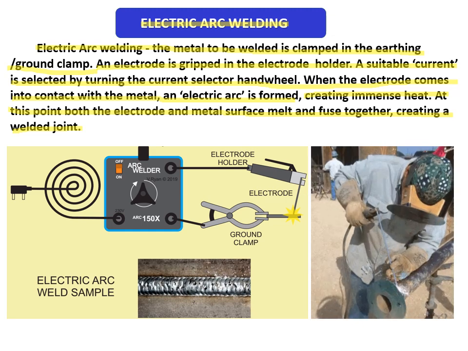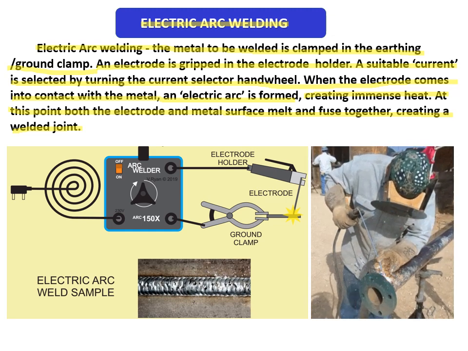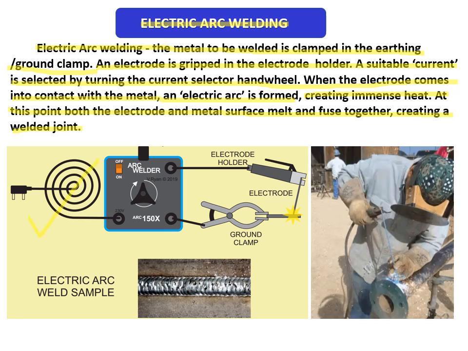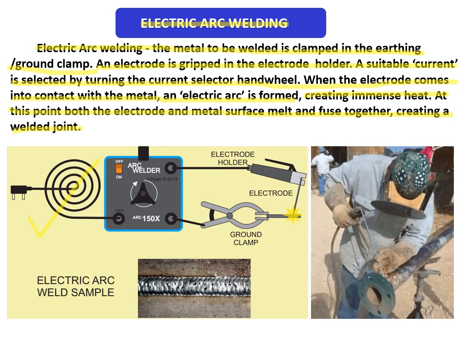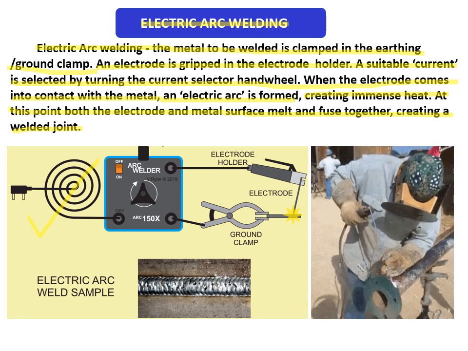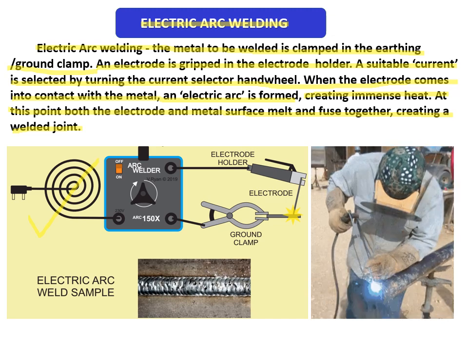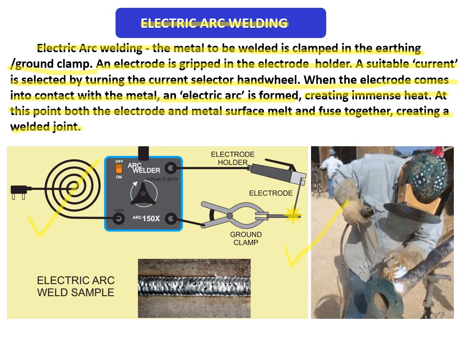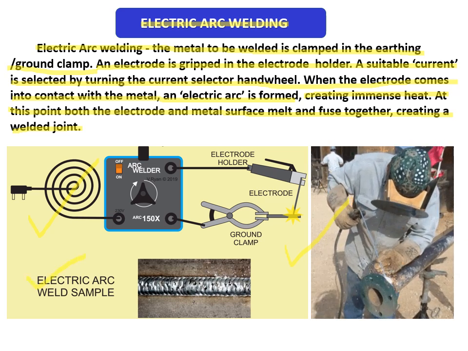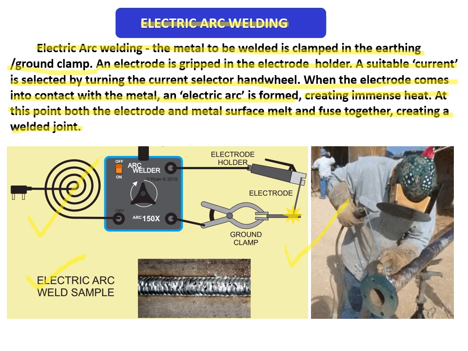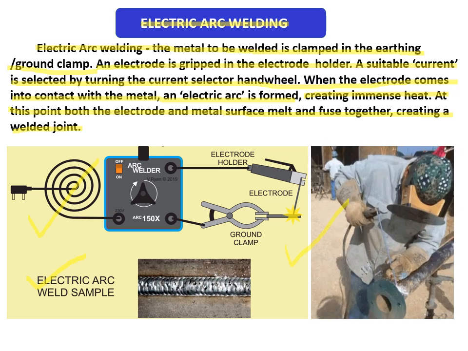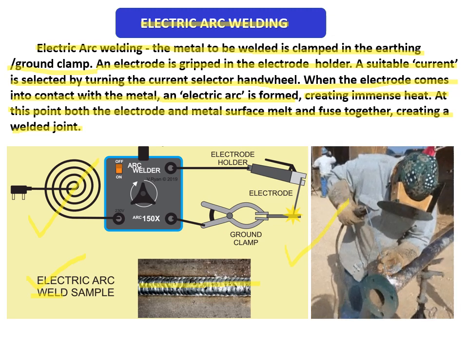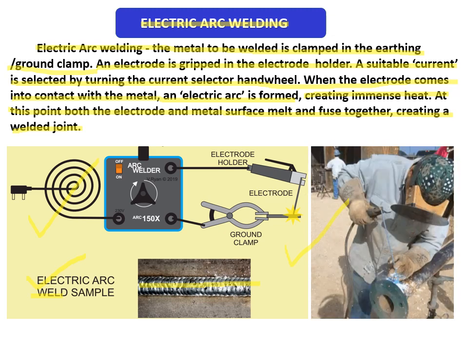Here in this diagram, we see the process flow of electric arc welding. Here we see the detailed structure or machinery setup layout for electric arc welding. In this animation, we see how electric arc welding is done by the technician. Here we see in this sample how the run is shown in electric arc welding. Here is the electric arc weld sample.